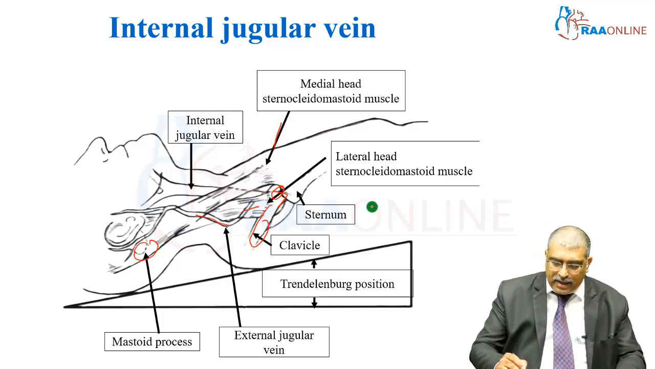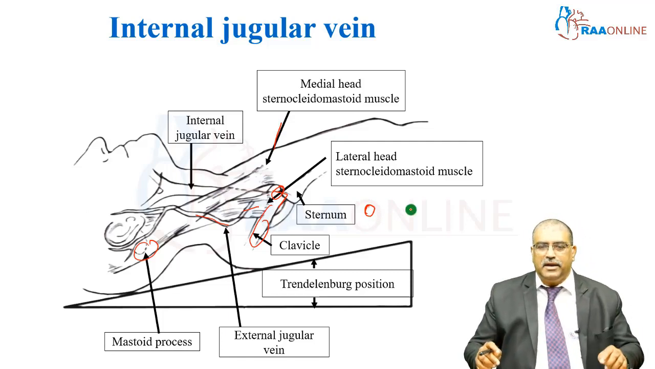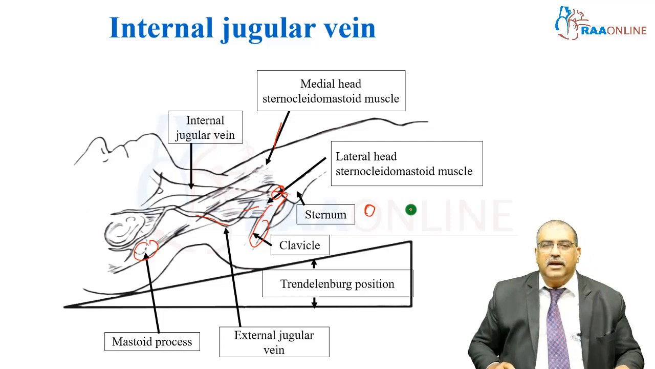Another important landmark which is required in children is the nipple. Here you have the nipple. This is very important from the direction point of view of the needle. Your clavicle, sternum and the nipple.